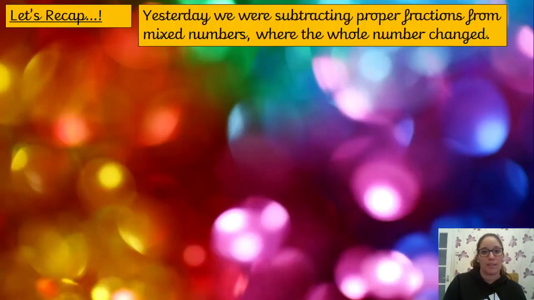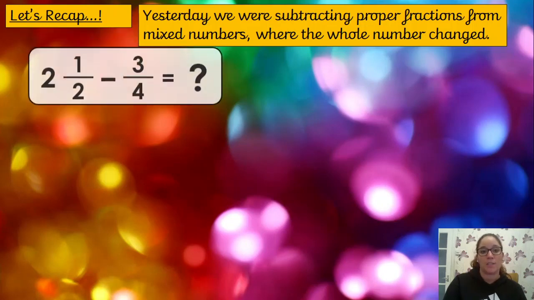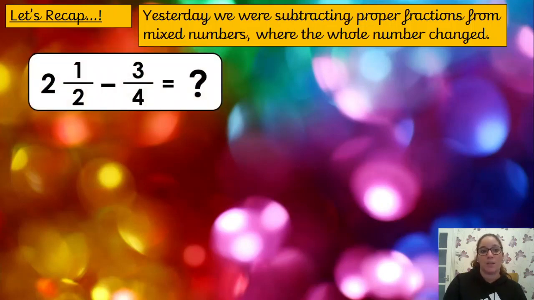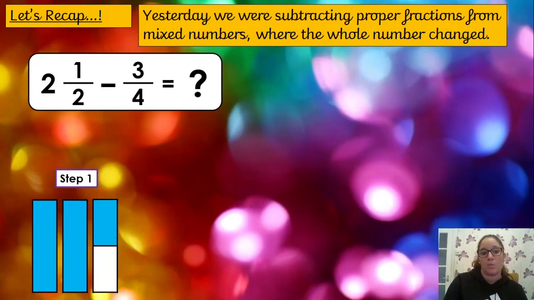So let's have a look. Yesterday we were subtracting proper fractions from mixed numbers where the whole number changed. Let's just have a quick recap. We have got 2 and 1/2 take away 3/4. We're going to represent it with 2 whole bars and 1 half, because the 1 is the shaded part out of the 2 pieces. Because our denominator is 2, we need 2 equal parts.